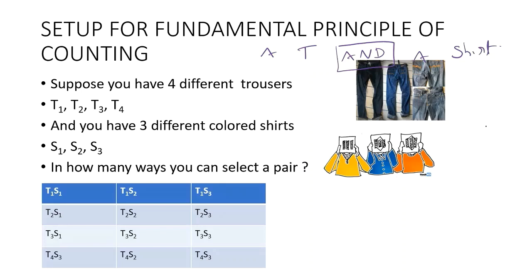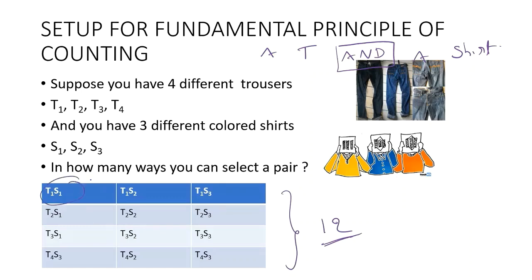So I repeat, by a pair we mean we have to select a trouser and we have to select a shirt. So in how many ways can we select a pair? That is the question. Here I have listed all the different options that we have, and the answer is going to be 12. We will see what the 12 different options are.